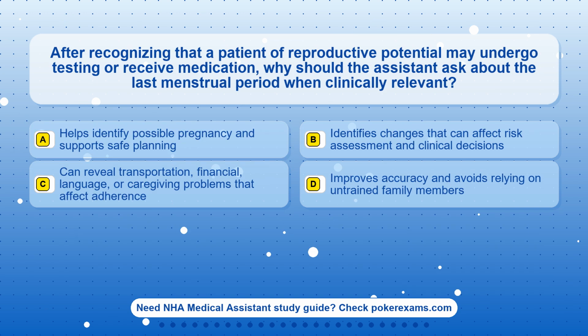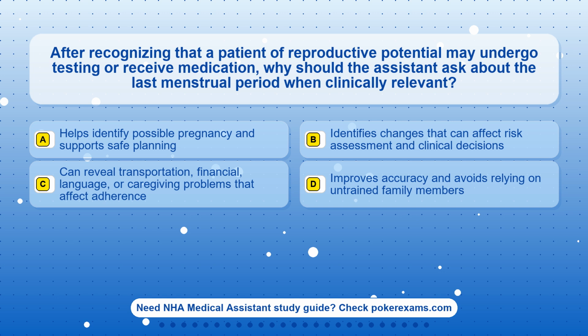Question 8. After recognizing that a patient of reproductive potential may undergo testing or receive medication, why should the assistant ask about the last menstrual period when clinically relevant? Option A. Helps identify possible pregnancy and supports safe planning. Option B. Identifies changes that can affect risk assessment and clinical decisions.